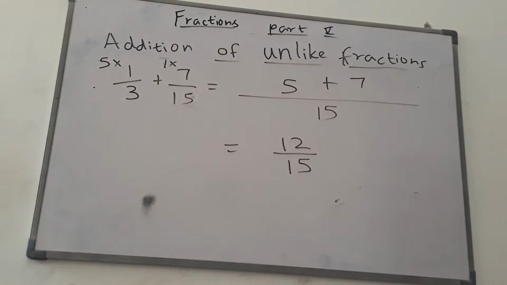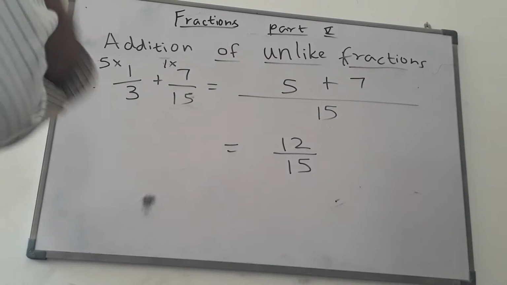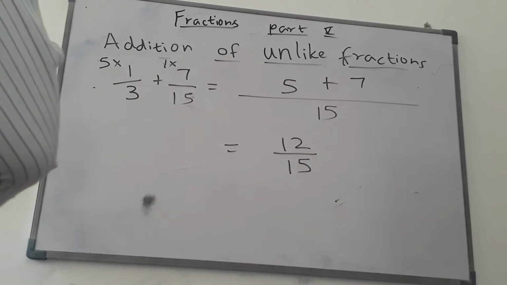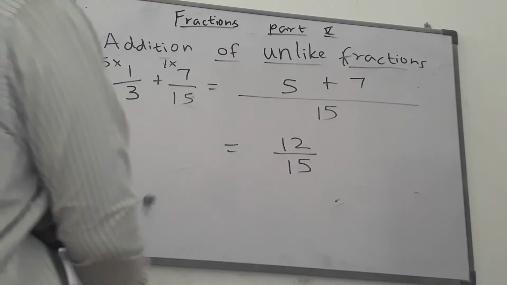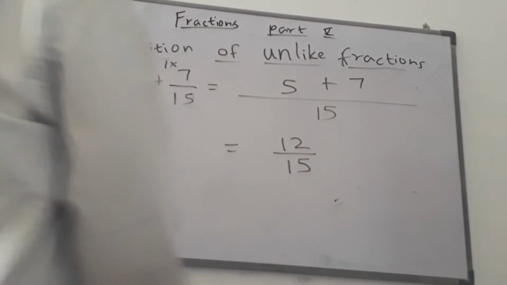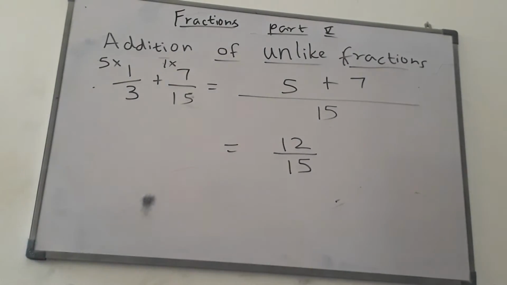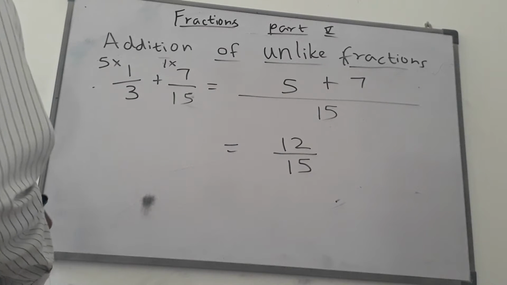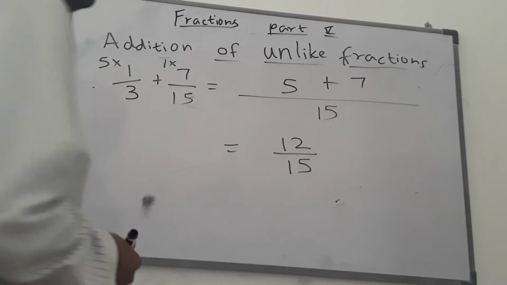Is this the final answer? Now there's another question. Is this the final answer? I taught you about the simplest form. Simplest form means the lowest form of equivalent fractions. Okay, there are equivalent fractions for each fraction, but we have to give them in its lowest form.